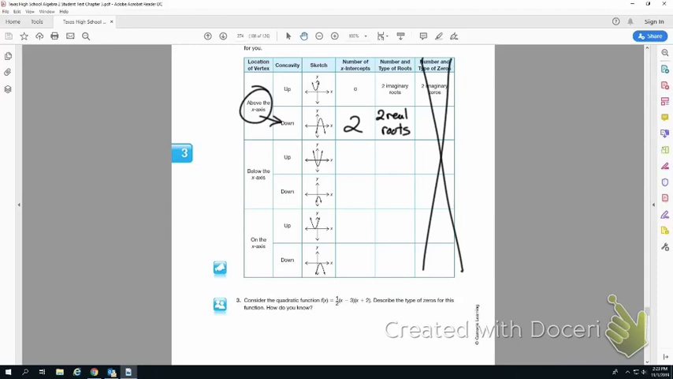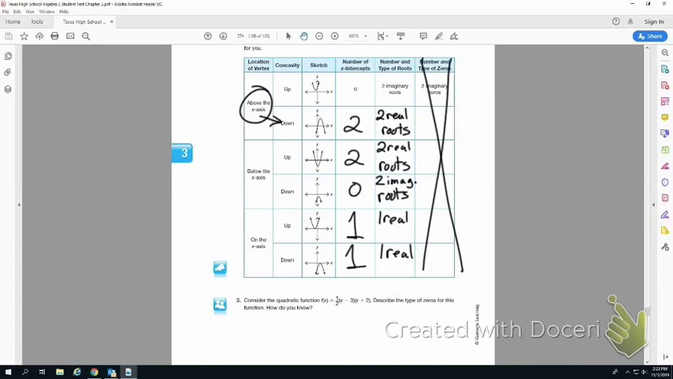So, the next part, your vertex is below the x-axis, it's concave up, so you're going to have two x-intercepts, so you will have two real roots. Vertex is below the x-axis, it's concave down, it does not cross the x-axis, so you have two imaginary roots. And then if it's on the x-axis, it doesn't matter if it's concave up or concave down. This is the situation where you're going to have one real solution.